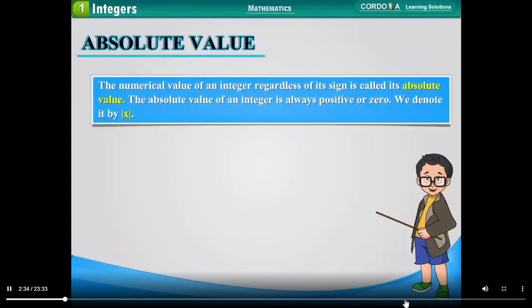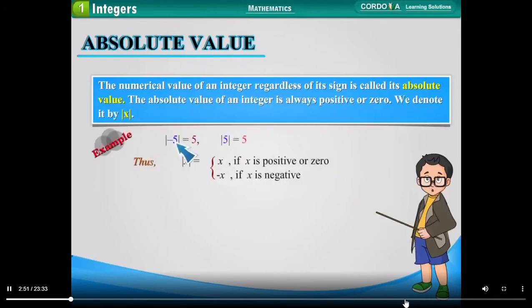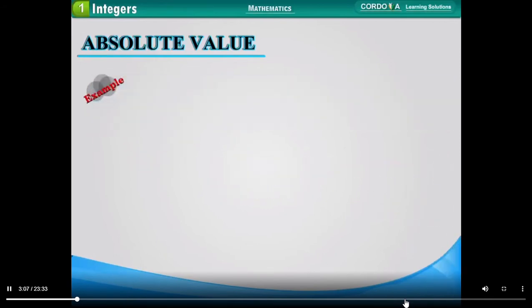Absolute value. The numerical value of an integer, regardless of its sign, is called its absolute value. The absolute value of an integer is always positive or 0. We denote it by |x|. For example, |-5| is equal to 5, |5| is equal to 5. Thus, |x| is equal to x if x is positive or 0, and -x if x is negative.